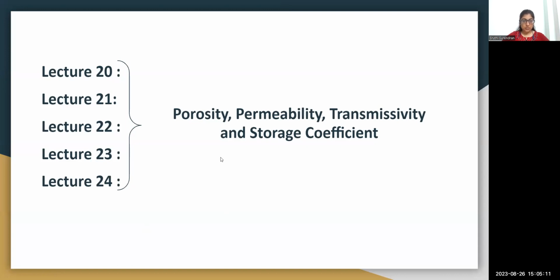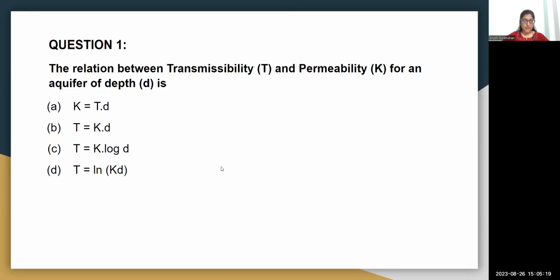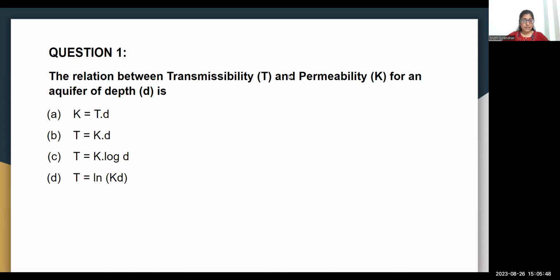So we'll move on to the question discussion. You can put in your answers in the chat box, and then we'll slowly move on to the solution. So the first question is this one: what is the relationship between transmissibility and permeability for an aquifer of depth D? Here transmissibility is represented by T, permeability by K, and the depth of the aquifer by D. Yes, Danish, the correct answer is option B, T is equal to K into D.